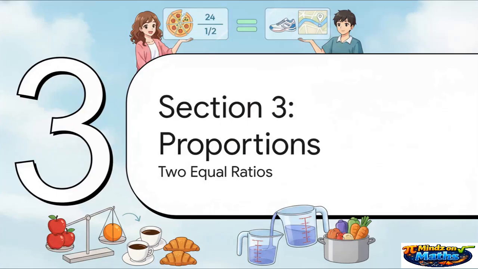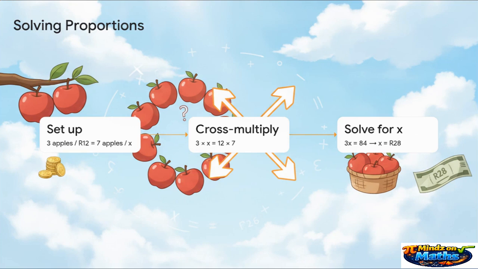All right, let's head into section 3, proportions, 2 equal ratios. Let's transition into proportions here. A proportion is essentially just a fancy way of saying that 2 ratios are perfectly equal to each other. Let's say 3 apples cost 12 rands, and you want to know how much 7 apples cost. We just set up a proportion. 3 apples over 12 rands equals 7 apples over x.